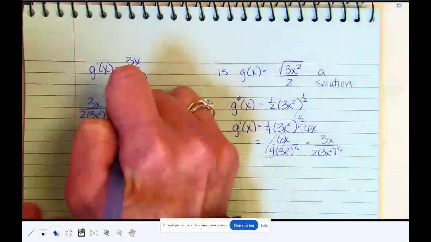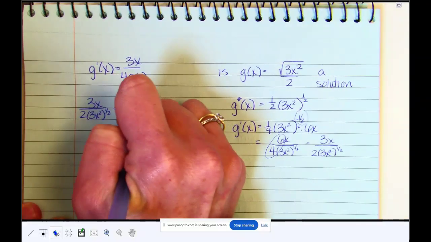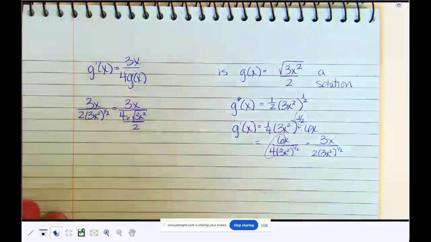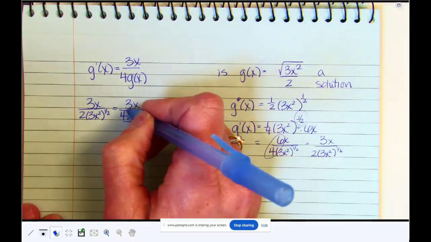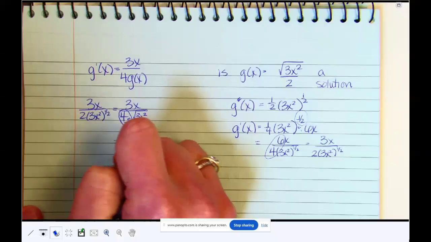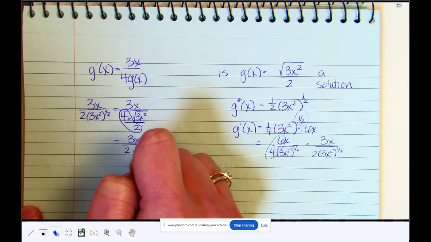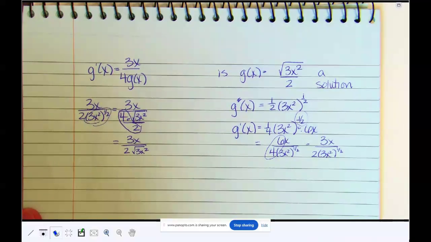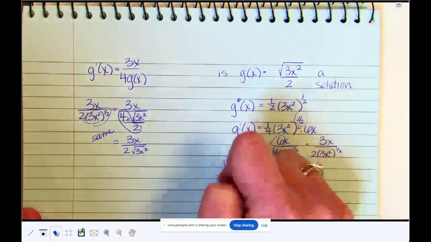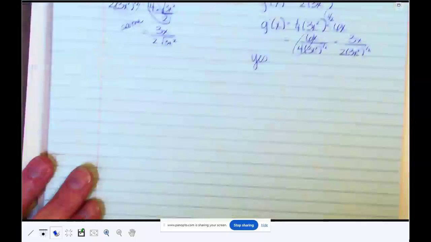Okay, so 3x over 4, and now g of x goes there. So square root of 3x squared over 2. Now I cheated and made that over 2, but it's all over 2. So look at this simplification right here. That's a 4 divided by 2. 4 divided by 2 is 2. So square root, 4 divided by whatever, that's 2. Square root of 3x squared. So these two things are the same. Therefore, the answer is yes. There you go. That is what we learned on Wednesday.